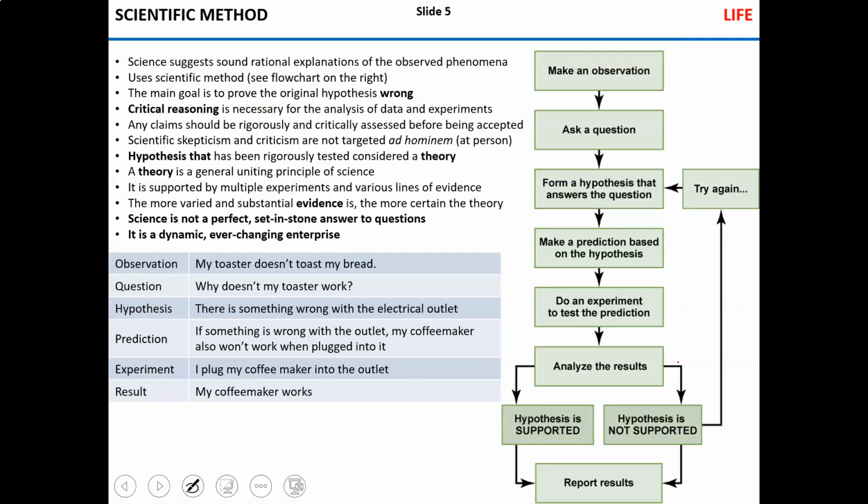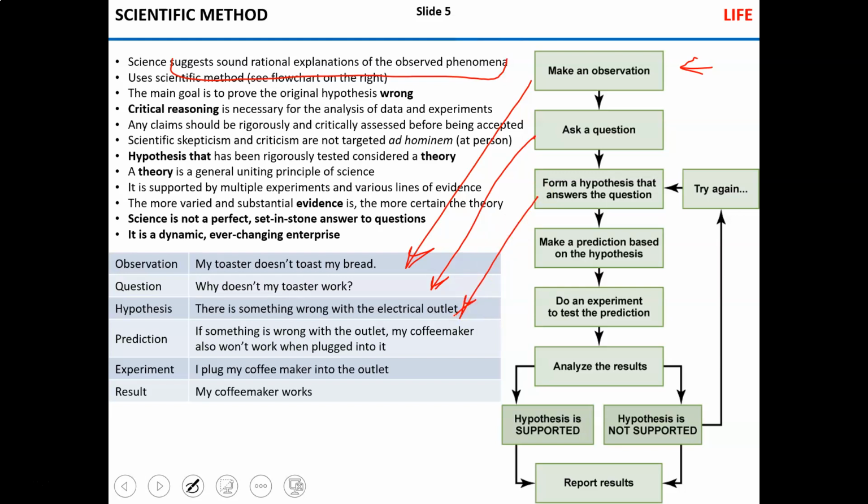With this, we're going to move to the conversation about the scientific method. So scientific method is the tool that science uses to produce rational explanations to various phenomena that we can observe. Scientific method starts with an observation. My toaster doesn't work. Based on that observation, we formulate a question. Why doesn't it work? And then we use the hypothesis as an answer to that question. Outlet is faulty.